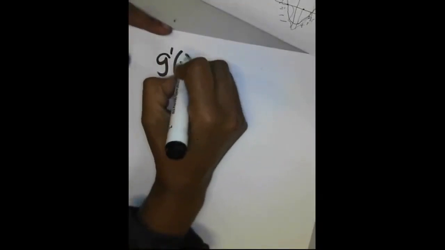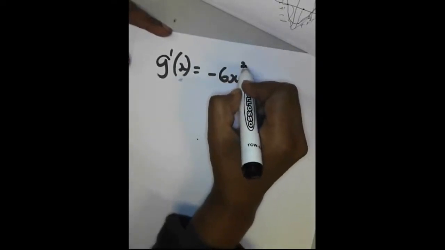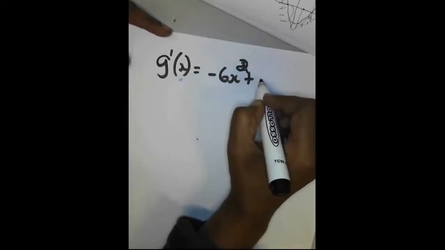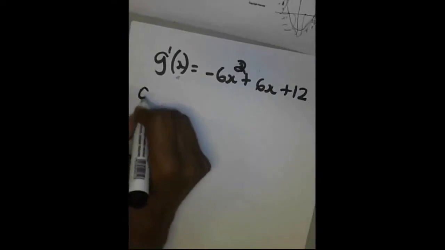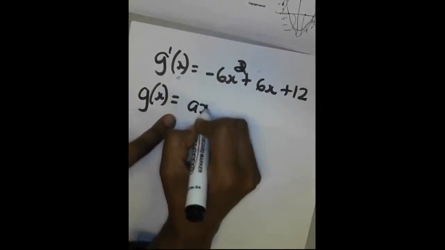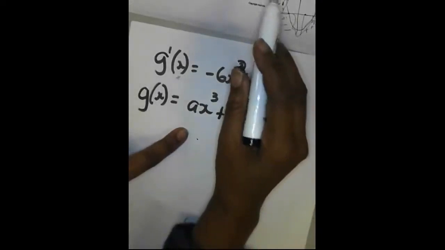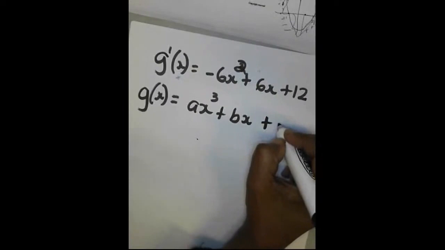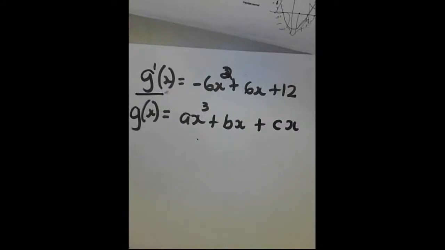Now the last question I want to look at, they say g derivative of x is equal to minus 6x squared plus 6x plus 12, right? Can I find the equation of my original sketch? So if I look at the original sketch, ax cubed plus bx squared plus cx. I've got my derivative there. Now I want to find my original equation.